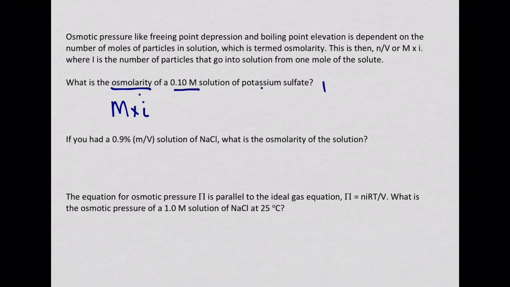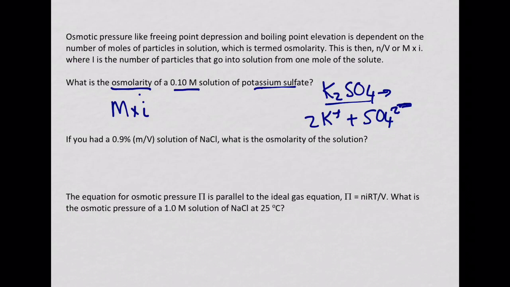We have potassium sulfate. That's K2SO4. Remember, sulfate is a 2- anion. Potassium is a +1 cation. So this is the formula right here. That means when 1 mole of that goes into solution, we have then 2 potassium cations and 1 sulfate anion, 2 minus. So that means for every mole of this that goes into solution, we actually get 3 moles: 2 of the potassium cation, 1 of the sulfate anion.